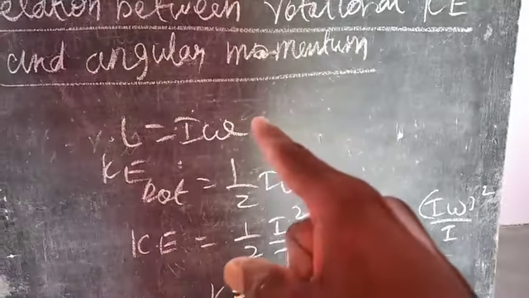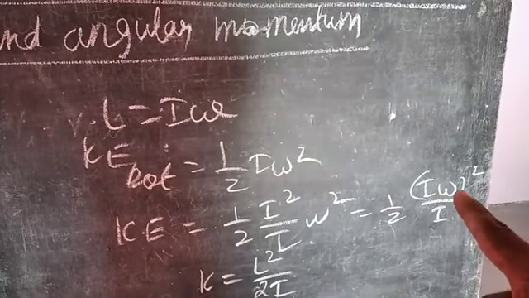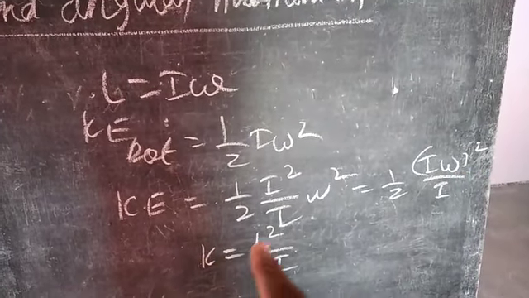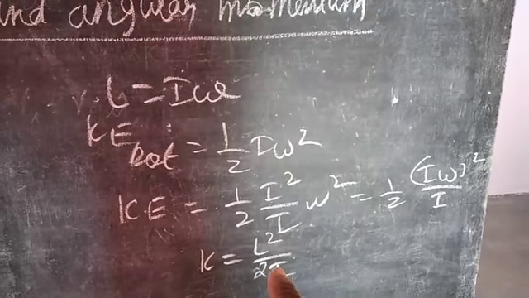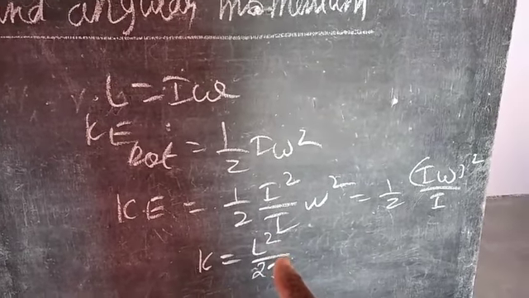So I omega is equal to L. Substitute this L value in this equation. We obtain K is equal to L square by 2I. This is the relation between rotational kinetic energy and angular momentum.